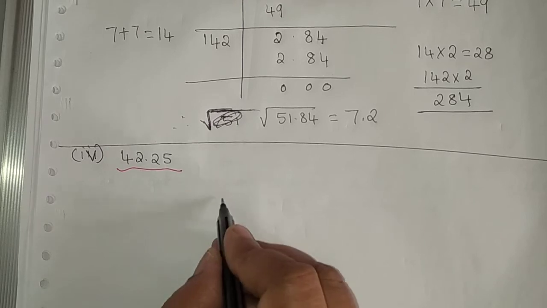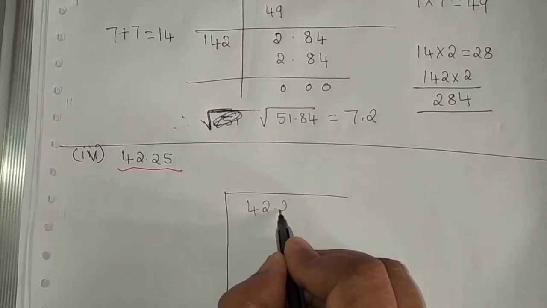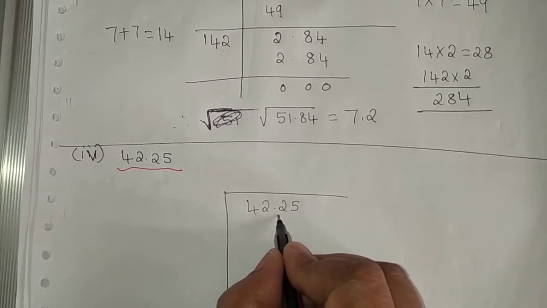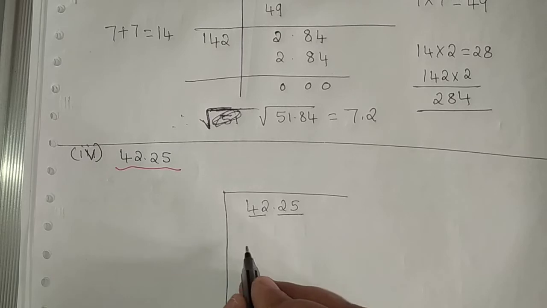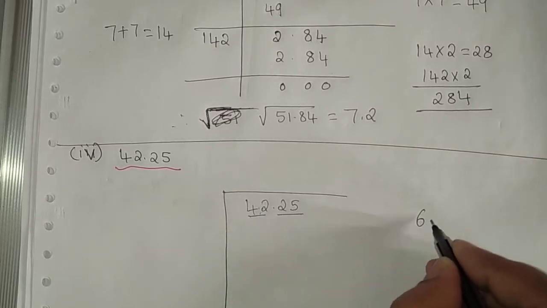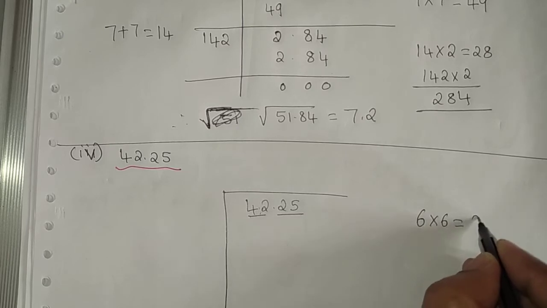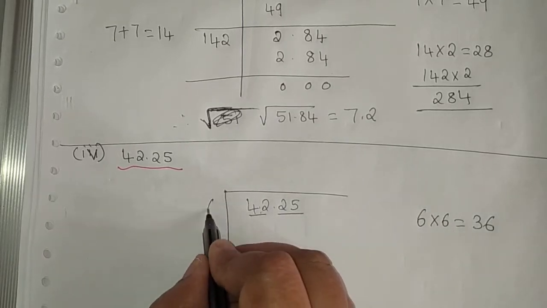Fourth one, that is 42.25 is given. So pair the number first step. There are two pairs here of two digit numbers. So we will find out the nearest square to the 42. What is the nearest square to the 42? 6 into 6 is equal to 36. So right here, that is 36.